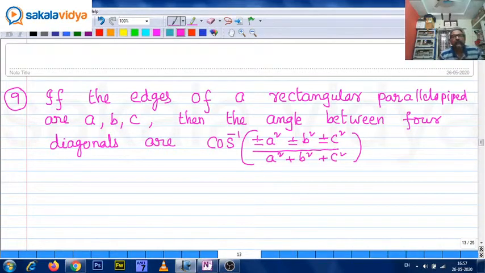Okay, this we need to take modulus, mod of plus or minus a square.